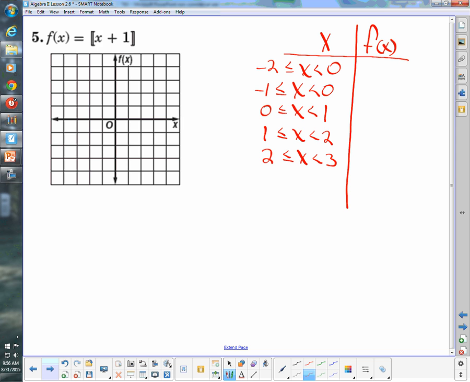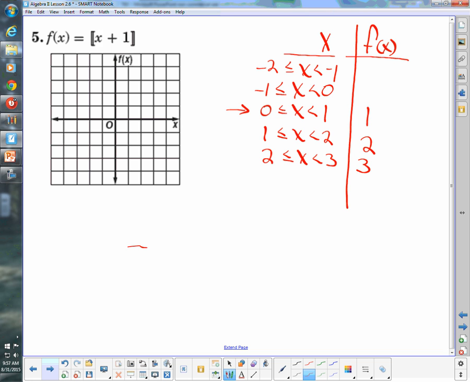Now, let's go into the positives because they're easier to understand when you're making this. First of all, let's say I've got 2.5. What's 2.5 plus 1? 3.5. And what's the greatest integer you've passed? 3. So this would be 3. Let's go to the next one, from 1 to 2. Just think of a number, 1.8. 1.8 plus 1 is 2.8. What's the greatest integer you've passed? 2. And let's take a look at your zeros. 0.5 plus 1 is 1.5. What's the greatest integer you've passed? And you can see the pattern over here, can't you? 3, 2, 1.